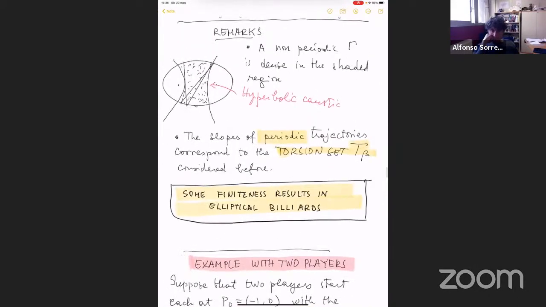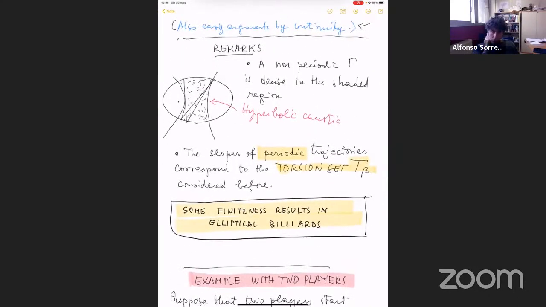Whereas if the trajectory is non-periodic, then it will be dense in the shaded region, which is included, you see, between the ellipse and the caustic. In the picture, we have a hyperbolic caustic this time. The slopes of periodic trajectories correspond to the torsion set that we have considered before.